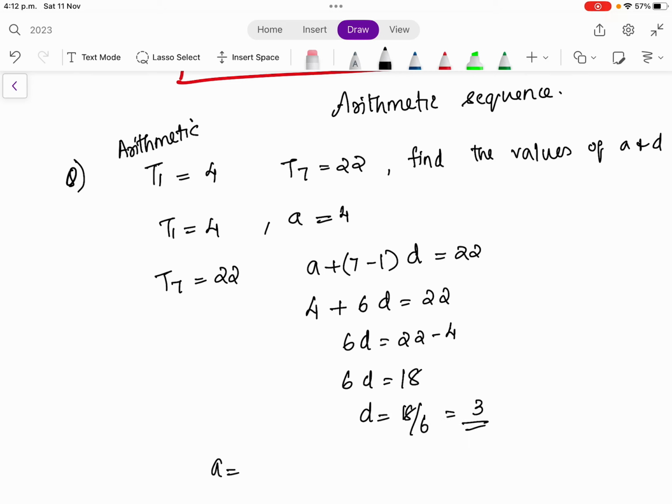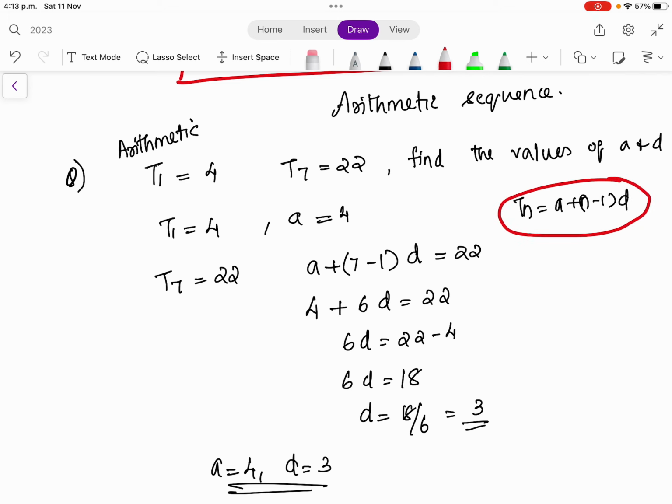So you have A is equal to 4 and D is equal to 3. We use the formula Tn is equal to A plus n minus 1 into D for the nth term, and then solve the equations and you find the values. Okay, now let me try another question here.